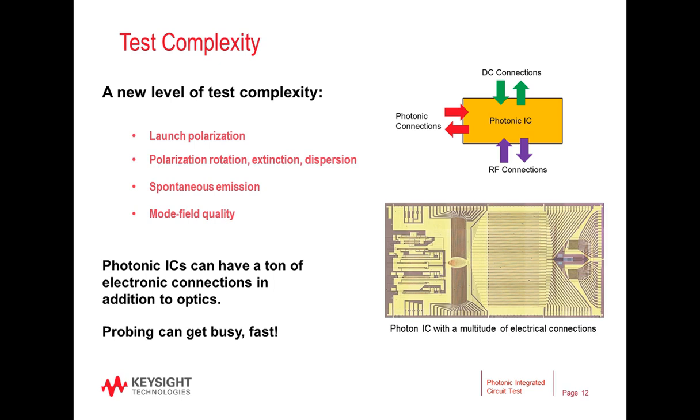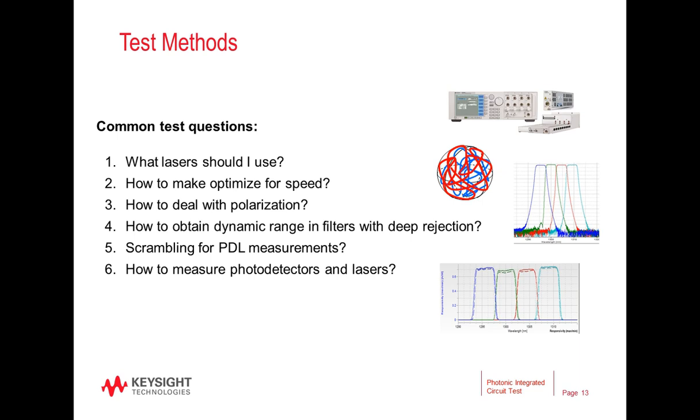Even though it's called a photonic IC, there may be a lot of electrical connections too, as required for bias and tuning, so probing can get complicated. An example is a LiDAR chip I mentioned earlier with the multiple electrical connections that are necessary, shown on the lower right.